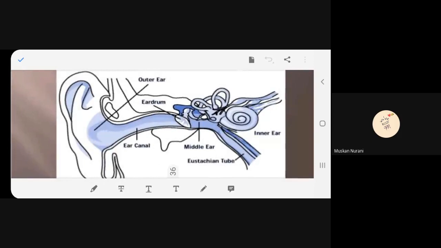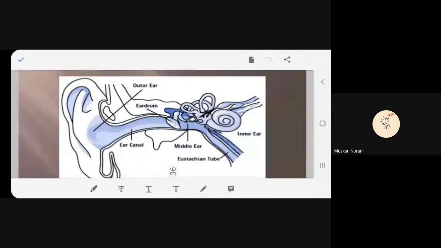This is the outer ear. Please, someone's mic is on, better check it. I'm getting my voice back.